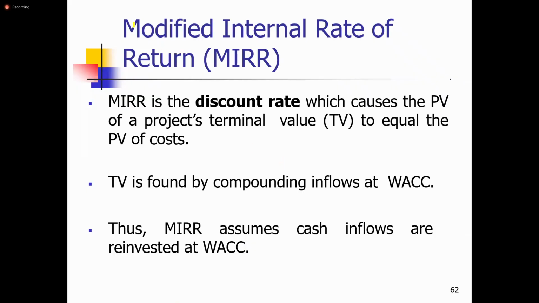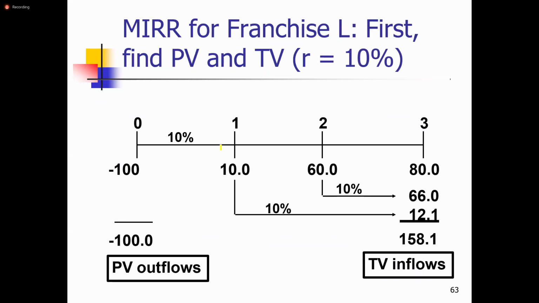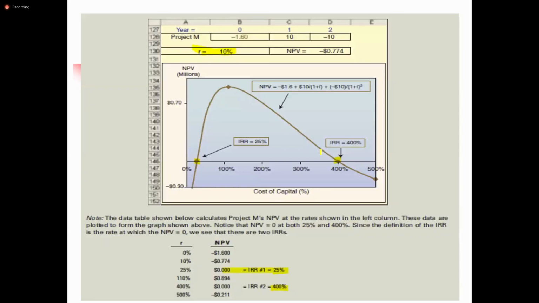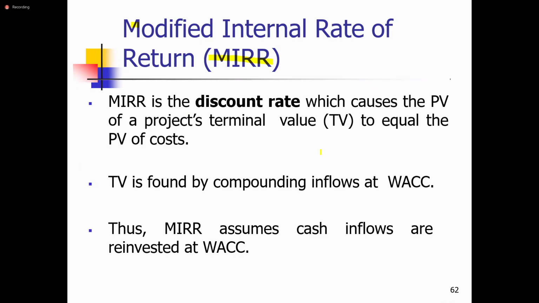So in such a situation, you can calculate the MIRR. We call it the modified internal rate of return. The modified internal rate of return is the discount rate at which the present value of the project's terminal value equals the present value of the cost. So it is the point where the present value of the project's terminal cash flow is equal to the cost of the project. It is the discount rate where all the project's cash flows are converted into the terminal year.